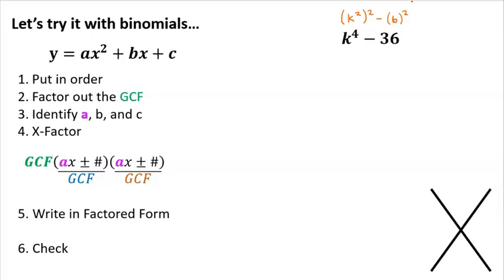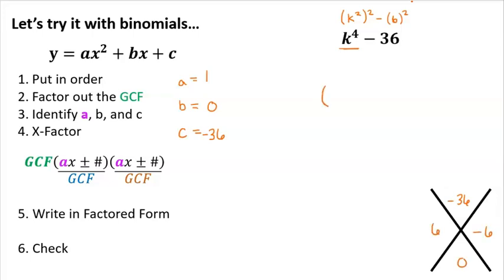We're still going to use the method that we've been using, and we're just going to tweak it a little bit to work with that k to the 4th power. So for this one, we have A, B, and C. We get 1, 0, and negative 36. And we know that this is going to be 6 minus 6.